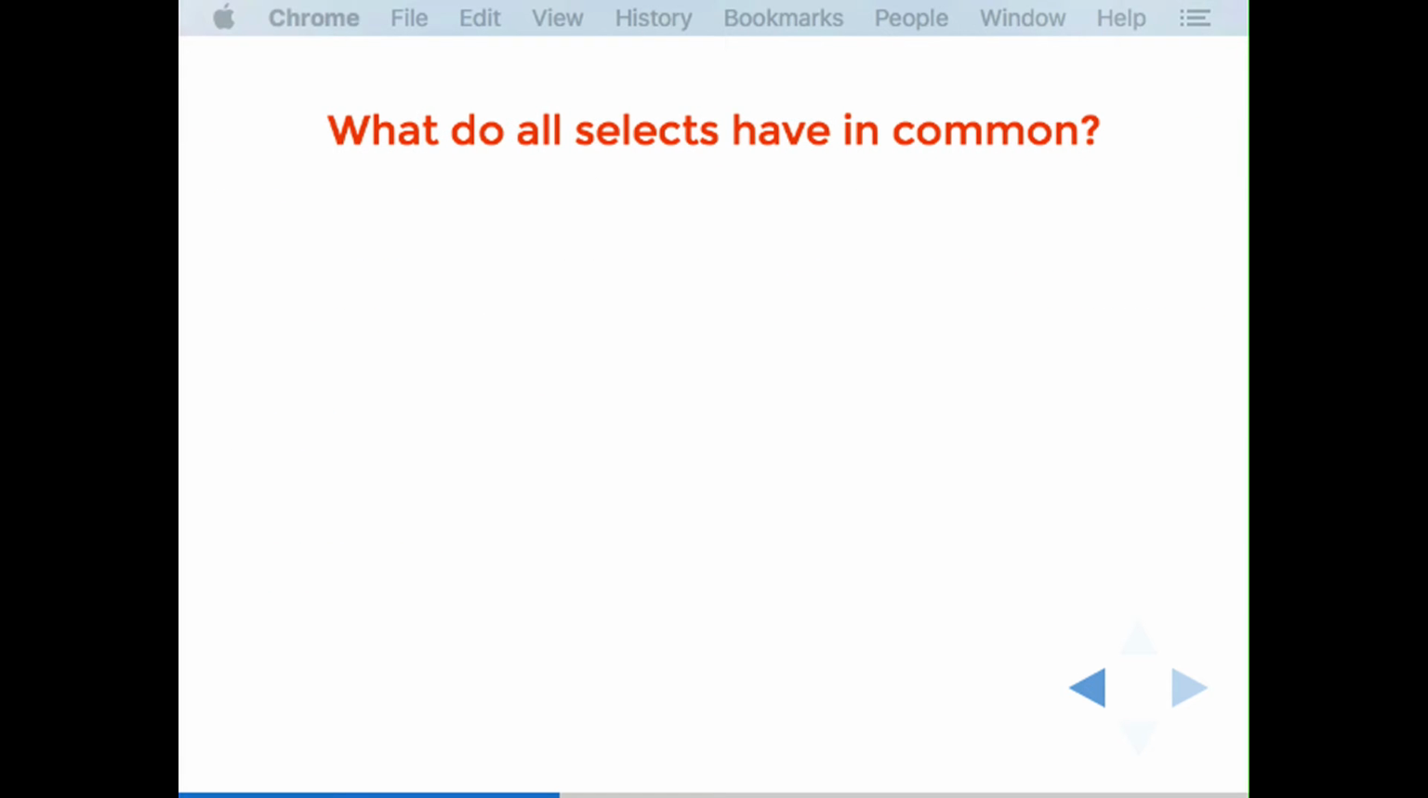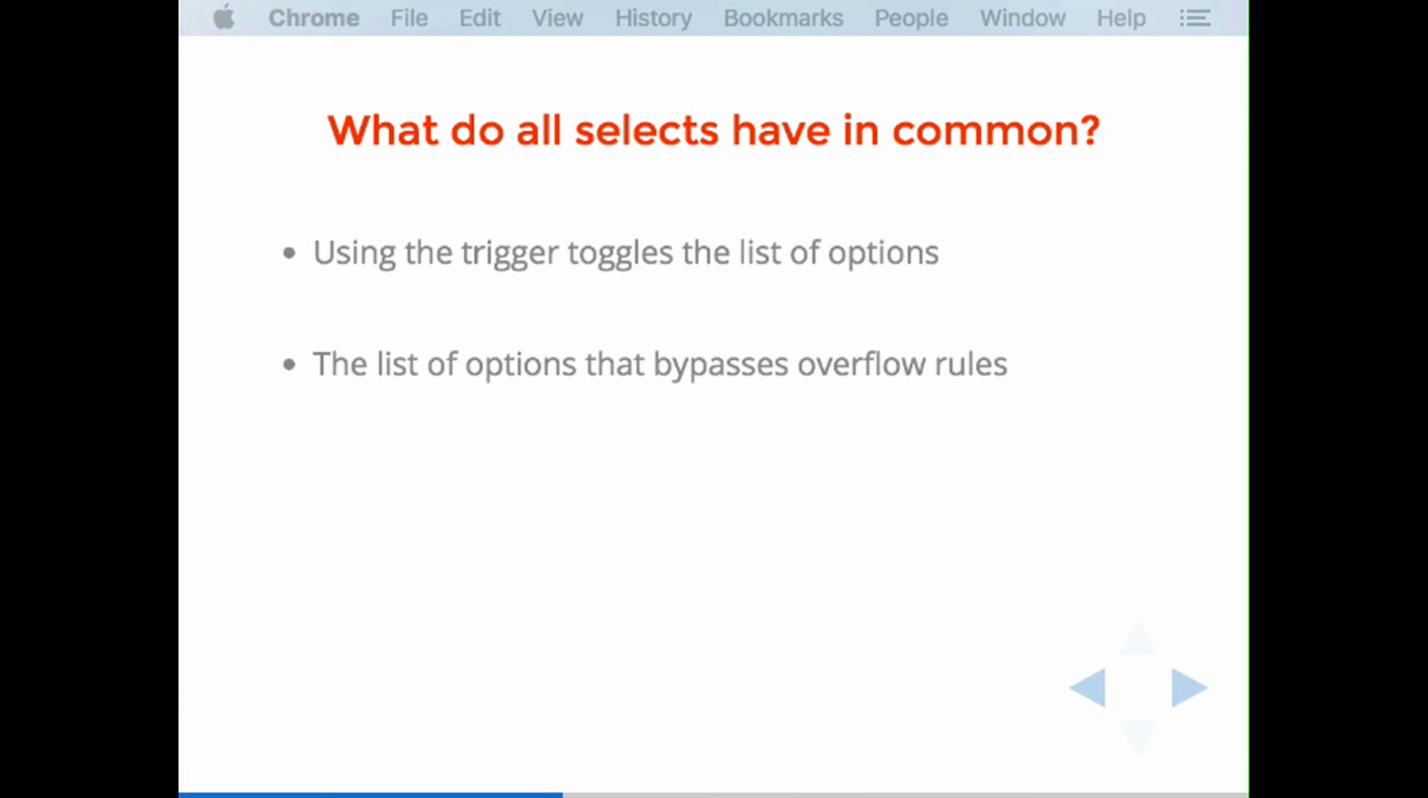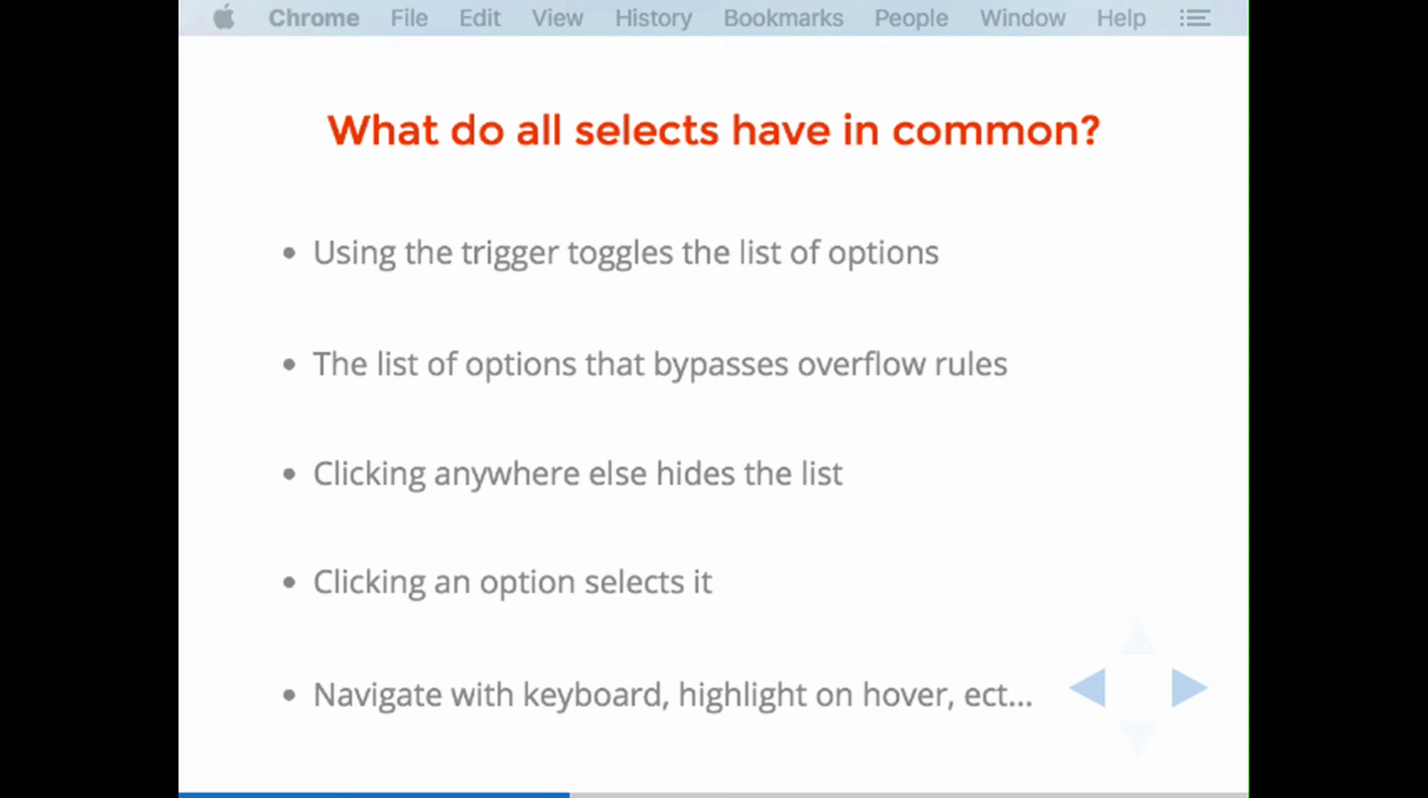So the first point is identifying. The select component is going to be the example for the whole talk. What do all selects have in common? They have a trigger that toggles the visibility of the list. This thing has to be on top of everything and bypass any overflow rules, so it has to be attached to the body of the DOM. Clicking anywhere else closes it. Clicking an option selects it, and you have other things like keyboard navigation, hovering, etc.